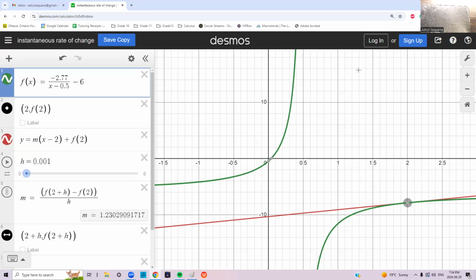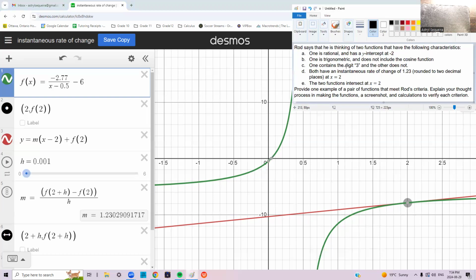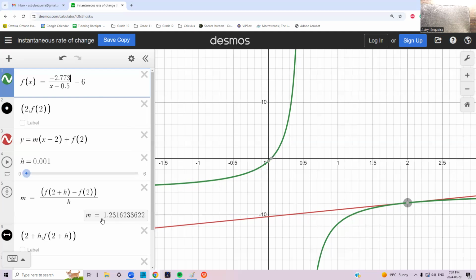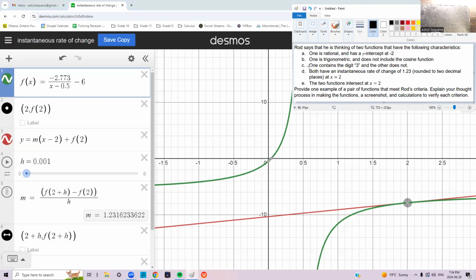And then one more thing I can do is, if I look back at the question, it says one contains the digit 3 and the other does not. So if I just make this 2.773, if I round this to 2 decimal places, I'm still at 1.23. And now I've taken care of this extra criteria in the C part. So I've got my rational function. It has a y-intercept of -2. It has an IROC of 1.23 at x equals 2.